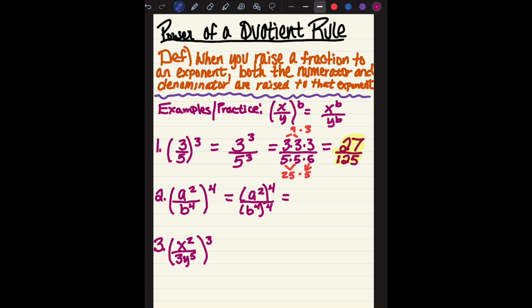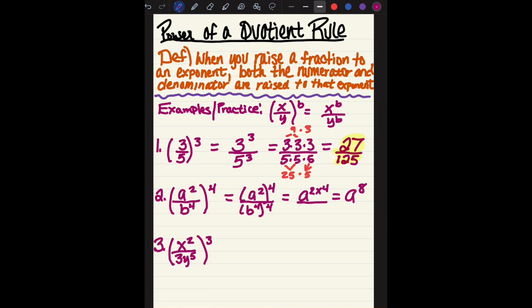Okay, so let's start with the numerator. Remember, by the power of a power rule, we must multiply the exponents. So we're going to keep the base. Our base is a, and a is our variable. A variable represents any number. So we've got a as our base, and 2 times 4 for our exponent. So that equals a to the 8th power.